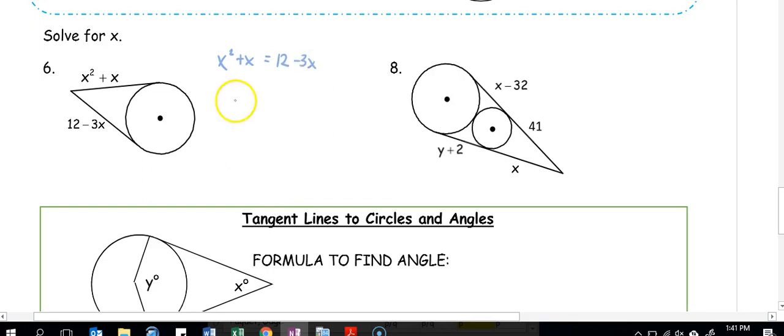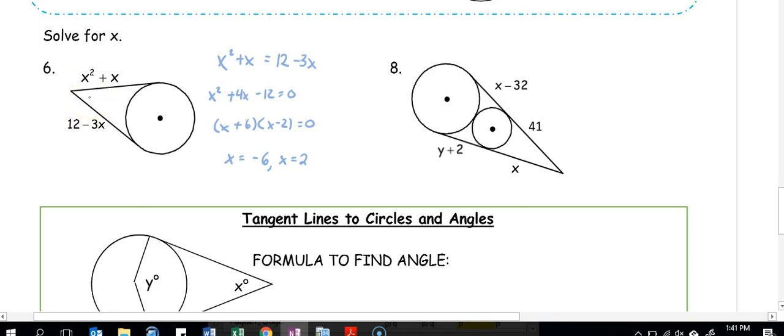So I can move everything to the x squared side. So x squared plus 4x minus 12 equals 0. So we need two numbers that multiply to negative 12 and add to 4. So we would have x plus 6 and x minus 2 equals 0. When we switch our signs, x is negative 6 and x is 2. In this case, both of these answers are going to stay because they would make our segments positive.